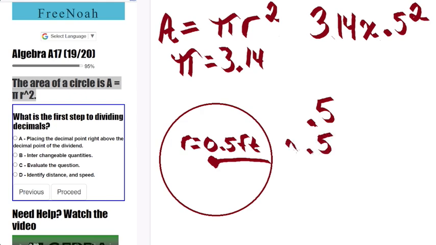So let's multiply 0.5 by 0.5. We have 5 times 5, and that gives us 25. Place a 5 below and carry over the 2. And now we have 25.